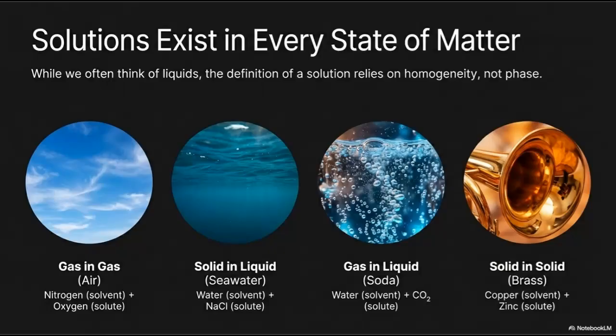We can also have gas in a liquid, which is what you have in your soda. When you open your soda, you see all those bubbles because gas is dissolved in water. Or you can have a solid dissolved in a solid, like brass. And it usually starts like a melted solution and then it solidifies. And if it is a solid in solid, the one that is the highest amount will be the solvent. The one that's the smallest amount will be the solute.